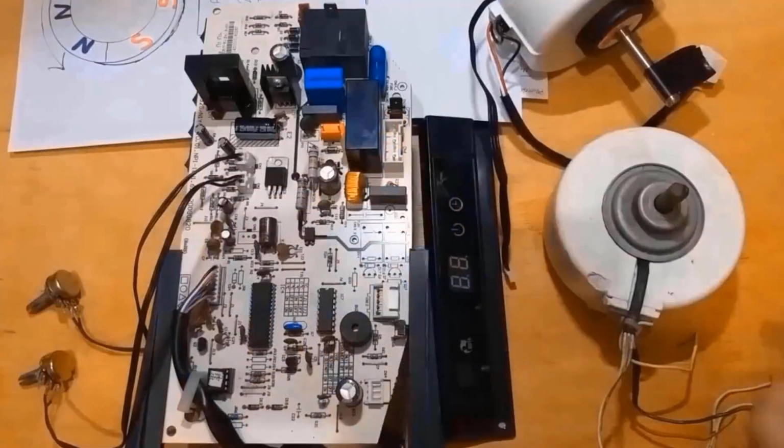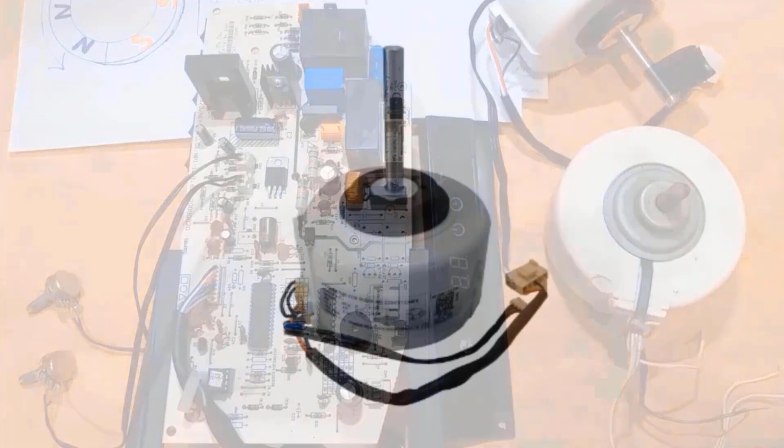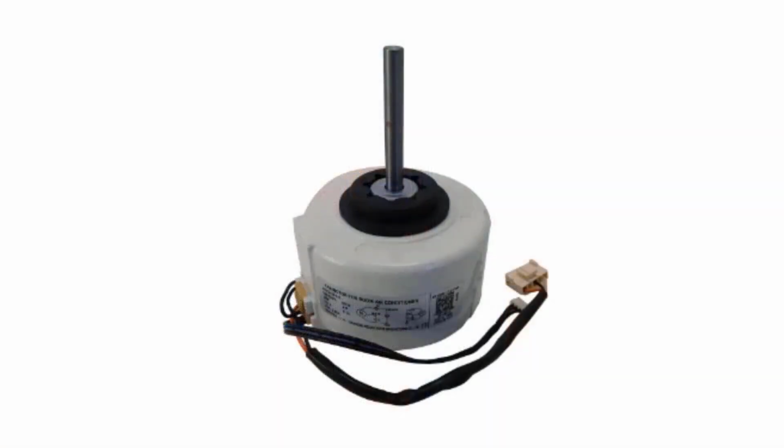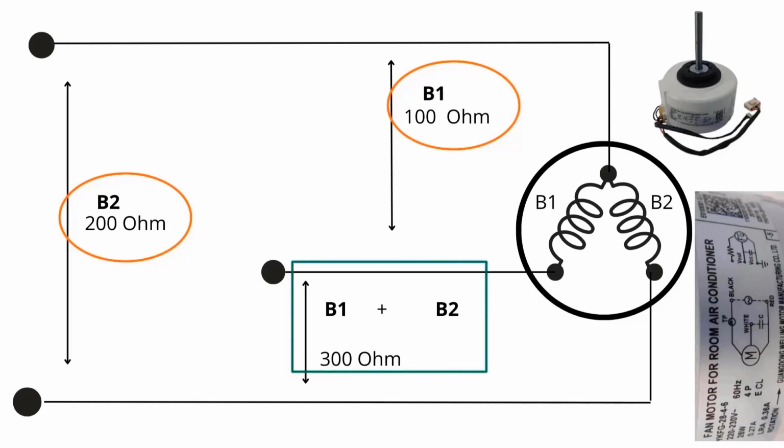Next, the motor itself, the evaporator turbine fan motor, has 2 internal coils. The first coil should have a resistance of approximately 100 ohms and the second 200 ohms. The sum of these resistances should be approximately 300 ohms. Test these measurements with a multimeter on the ohm scale. If there is a short circuit or if the resistance is out of the standard range, the motor is compromised and needs to be replaced.